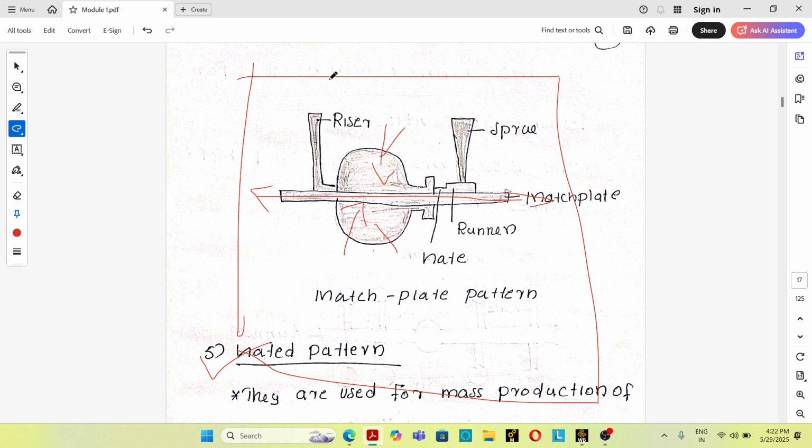See, this pattern along with the match plate is commonly made of metals. Aluminium is commonly used for making match plate patterns. Okay, so that is the importance of the match plate pattern.